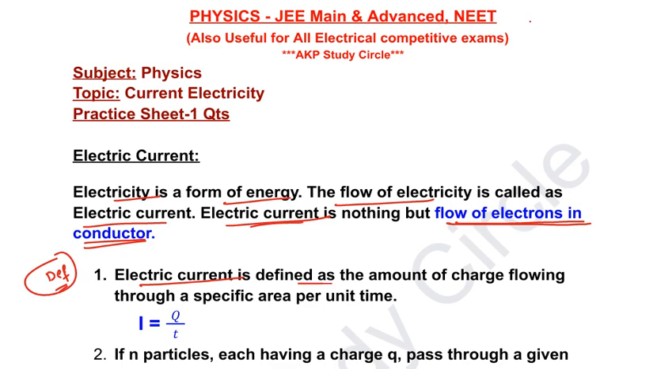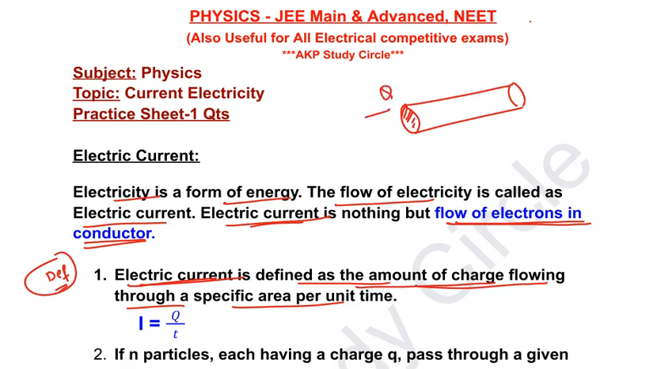Electric current is defined as the amount of charge flowing through a specific area per unit time. In explanation, for example, this is a conductor, and this is a cross section of the conductor. Electric current is the amount of charge flowing through a cross section of a conductor. The amount of charge passing through this cross sectional area in a unit time is called electric current. I equals charge by time.